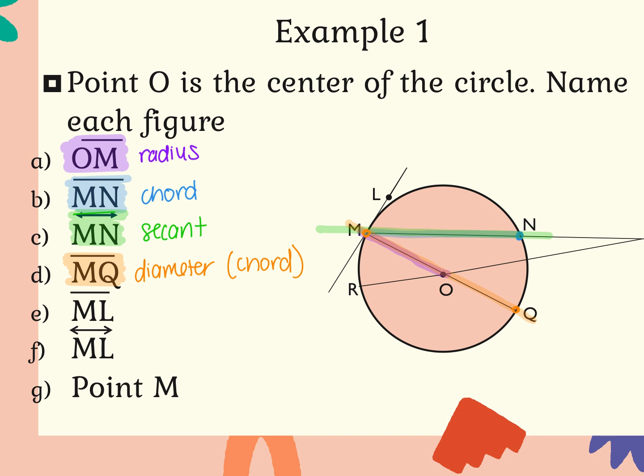Looking at the next one, let me grab a different color. Looking at the next one, I have ML, which is just right here. In my pink, what would ML be? This would be considered my tangent segment. So it's intersecting the circle at one point, which is point M, but it's stopping at two endpoints. So yes, we went over tangent is a line, but this we're going to call tangent segment.